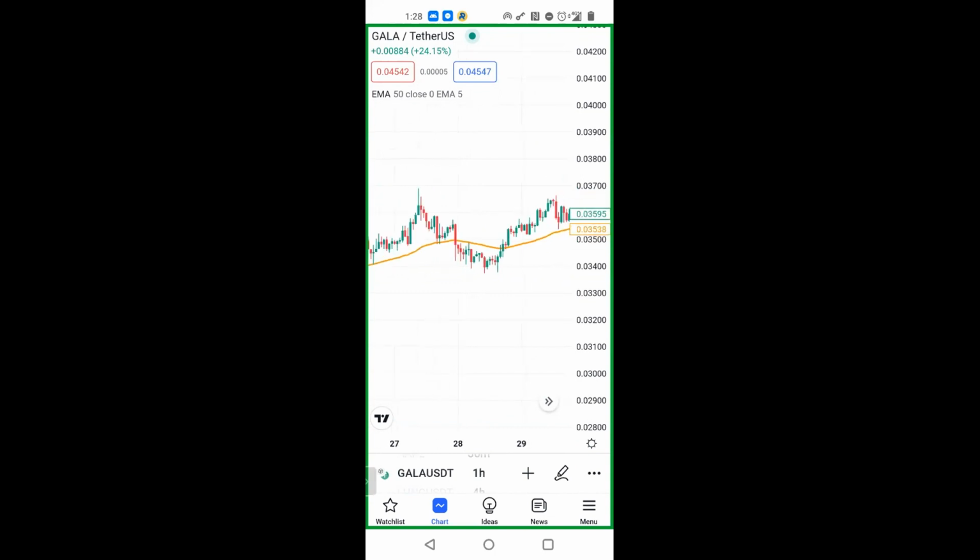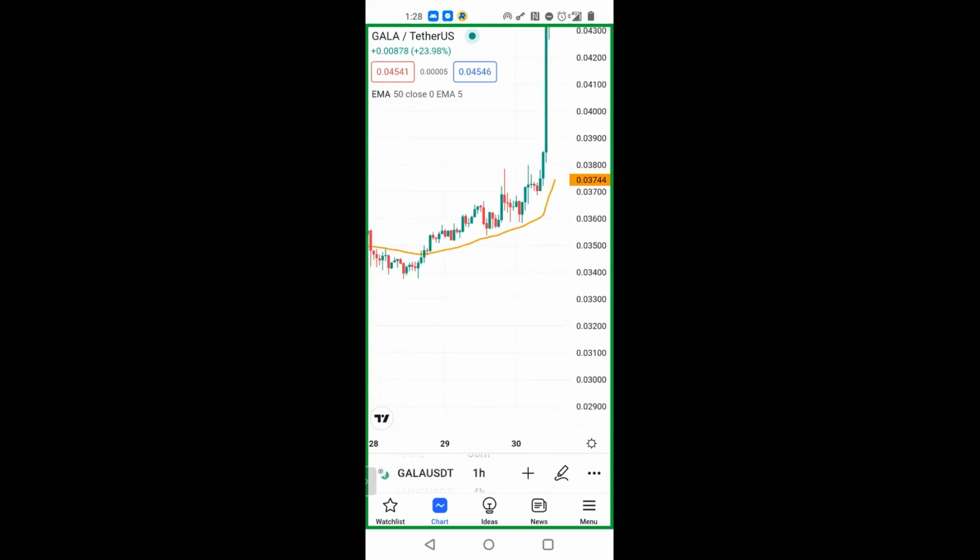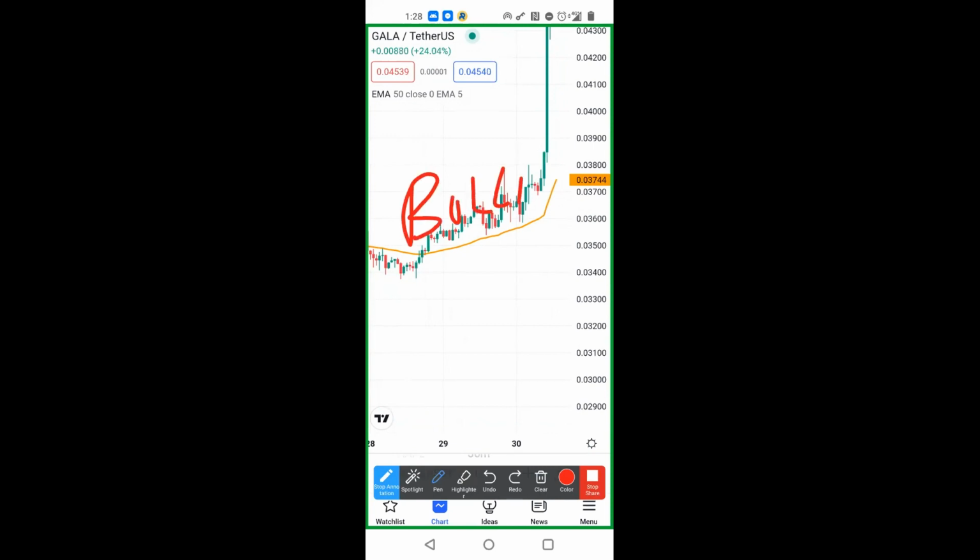When candles form above the 50 EMA, it is a bullish signal. When candles close below the 50 EMA, it's a bearish signal. As simple as that.